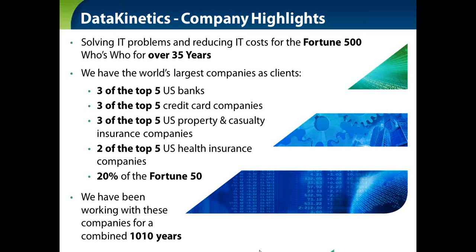So we're a privately held company, and our headquarters is in Ottawa, Canada, and we have regional offices throughout the U.S. We're also a long-standing IBM business partner, and we have an international set of customers across the Global 500. So as you can see, about 20% of the Fortune 50 currently use DataKinetics products. And this includes 3 of the top 5 banks, credit card processors, and U.S. property and casualty insurance companies. As well, we have the top 2 largest healthcare insurance companies in the U.S. So as you can see, we have the largest and the second largest companies in these primary vertical markets.